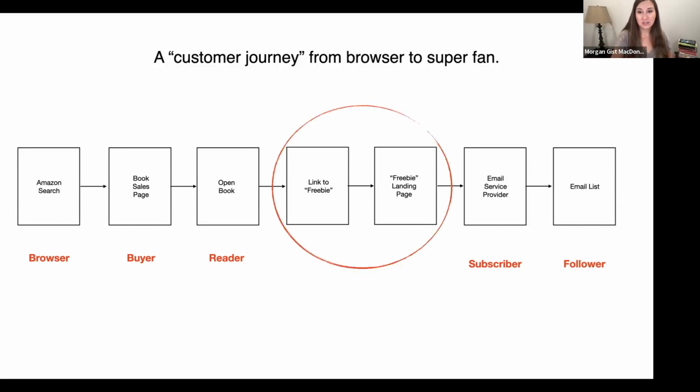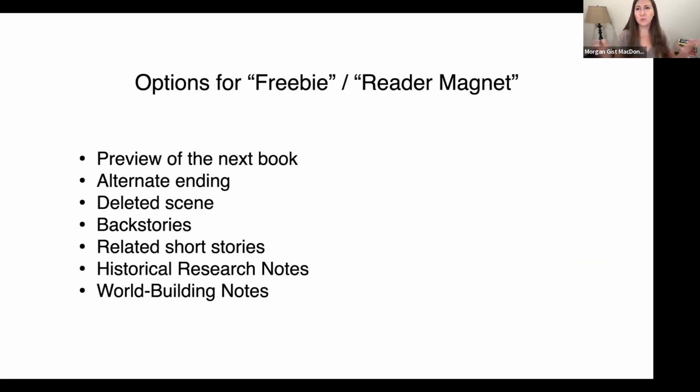So what does this actually look like, this link to a freebie and this freebie landing page? So first, what is it? It could be a preview of your next book. It could be an alternate ending. It could be a deleted scene, backstories, related short stories, historical research notes, world building research notes. Like I think Jubilee did scripture references and Bible study sort of thing that would go with the book, right? So any complementary type of content that's not already in the book they just read, but they're at the end of the book and they want more. What can we give them?